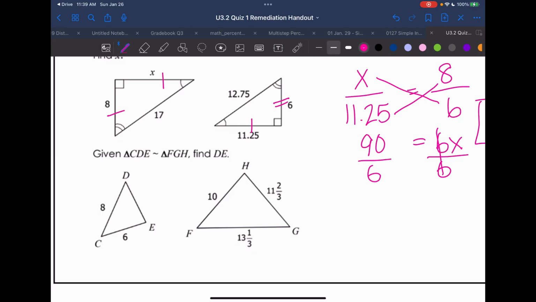Now the second one, it says given triangle CDE is similar to triangle FGH, find DE. So I'm going to start by saying, okay, I want to find DE, so I'm going to put an X there.